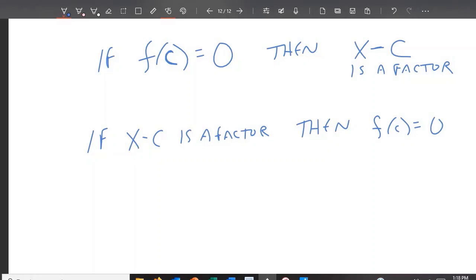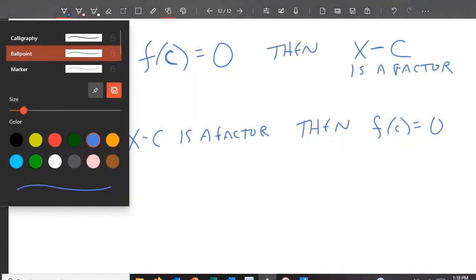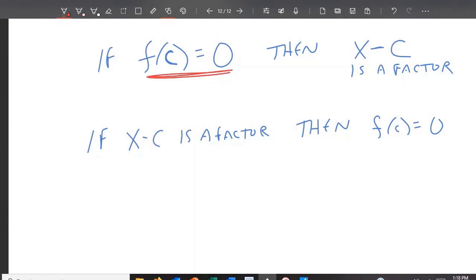So we just got to remember this. If I know the remainder is 0, I automatically know this is a factor. Now, the factor is a binomial. The c is a constant. So the factor is the binomial. If I know this is a factor, I automatically know my remainder is 0.